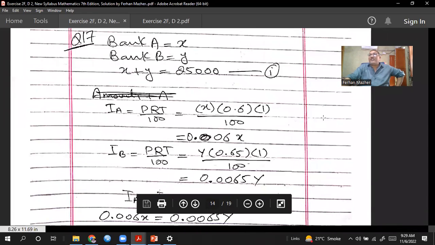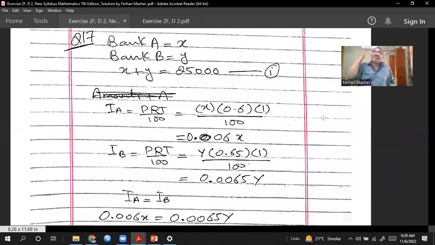So the money deposited in bank A, suppose, is X dollars. The money deposited in bank B, suppose, is Y dollars. And the total money he deposited was 25,000. So X plus Y equals $25,000. The interest in bank A, the formula is PRT divided by 100. The principal amount is X. The rate is 0.6. The time is 1 year. So X into 0.6 into 1 divided by 100 will be 0.006X dollars.